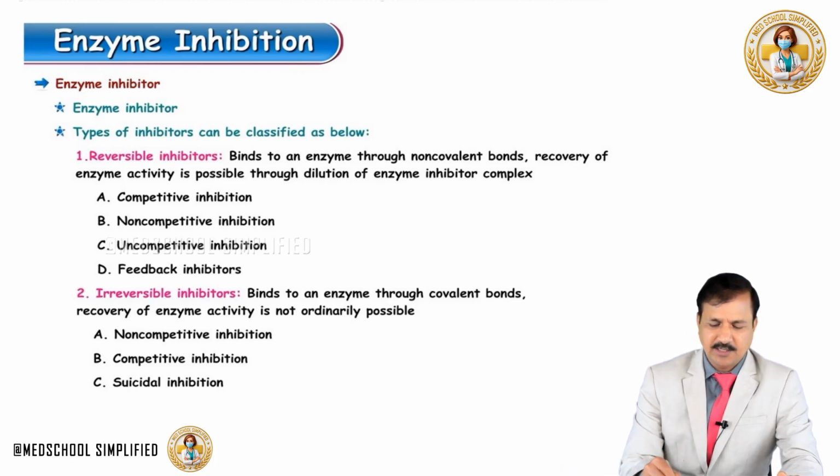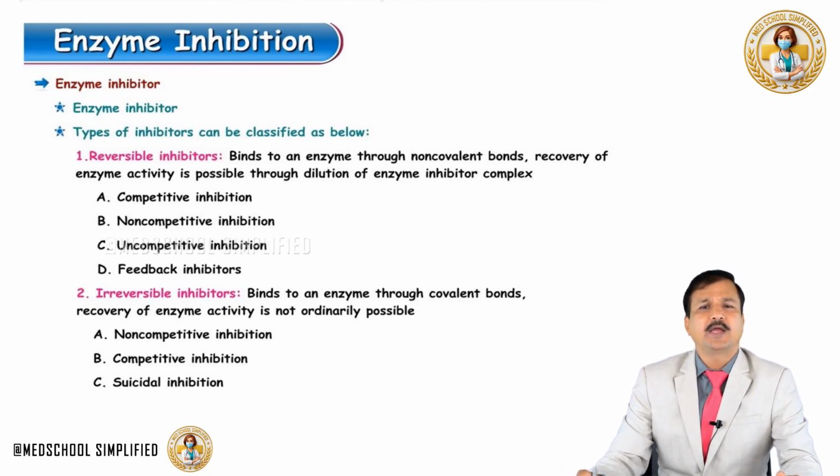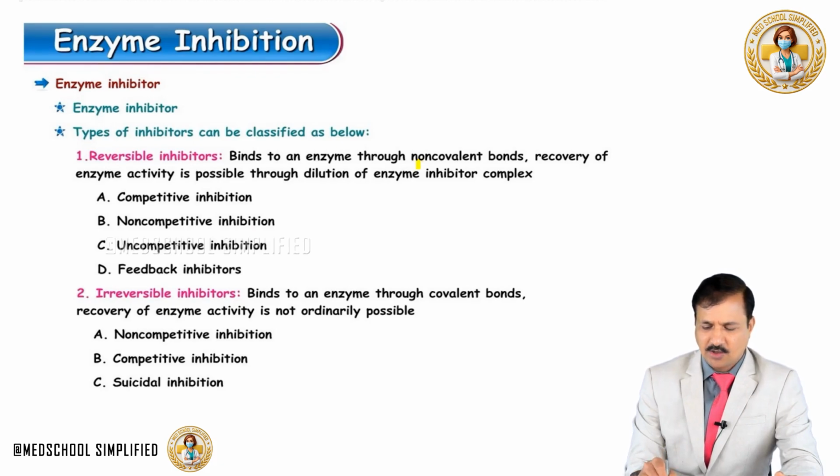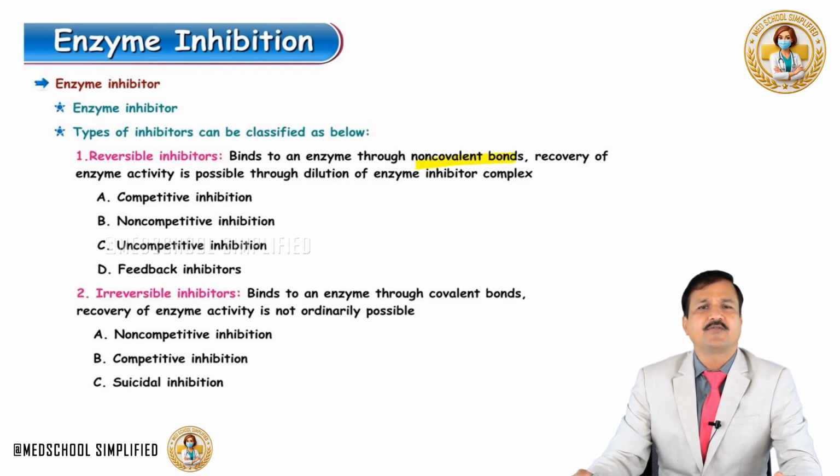Now, reversible inhibitors bind to an enzyme with non-covalent bonds, and recovery of enzyme activity is possible by the dilution technique. That means when you increase the amount of substrate, the effect of the inhibitor can be decreased. What kinds of inhibitors are there in the reversible category? Competitive inhibitor, non-competitive inhibitor, uncompetitive inhibitor, and feedback inhibition.